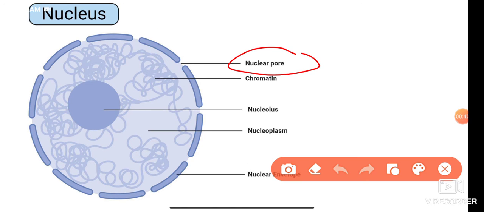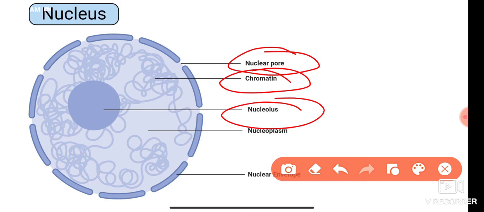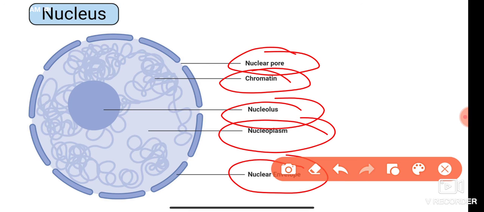The nucleus consists of nuclear pores, that means the holes through which it can exchange material between the cytoplasm and the nucleoplasm inside. Chromatin material: the fiber-like projections present inside the nucleus, which contain the genetic information in the form of chromosomes or genes, is known as chromatin material. Nucleolus: the body present inside the nucleus which generates the ribosomes is known as the nucleolus. Nucleoplasm: the fluid present inside the nucleus is known as nucleoplasm, and the double membrane of the nucleus is known as the nuclear envelope.